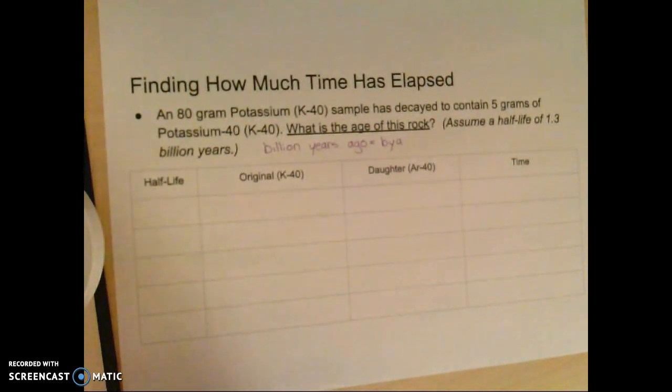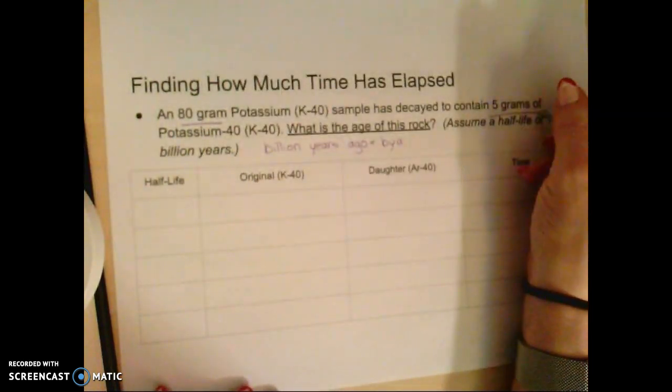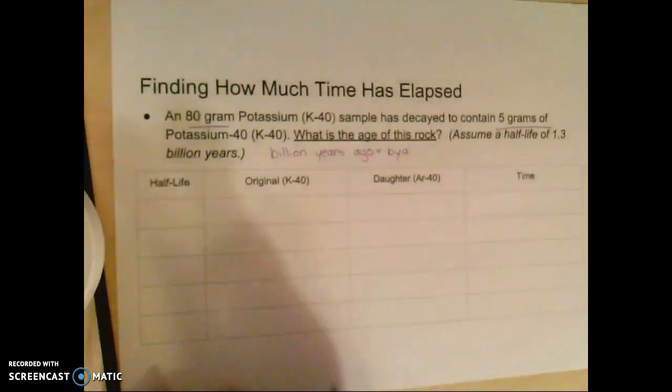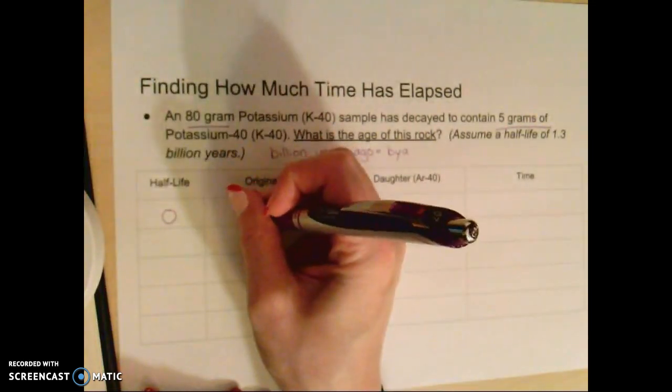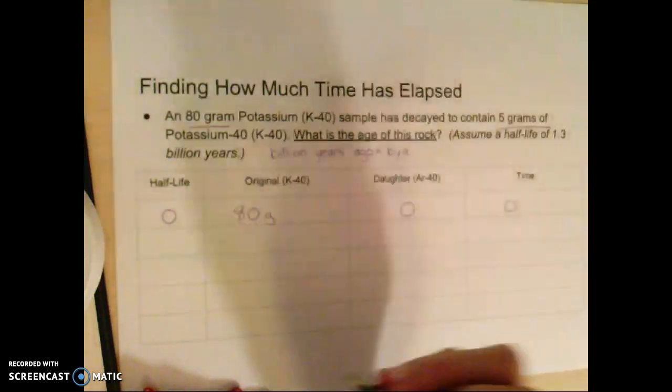Assume a half-life of 1.3 years, billion years. Make sure you keep that billion in there. It is very important. So we have 80 grams. We want to know how much time is going to elapse when it gets to 5. Okay? So we have a half-life of 0. We have our original is 80 grams. Our daughter is 0. Our time is 0.